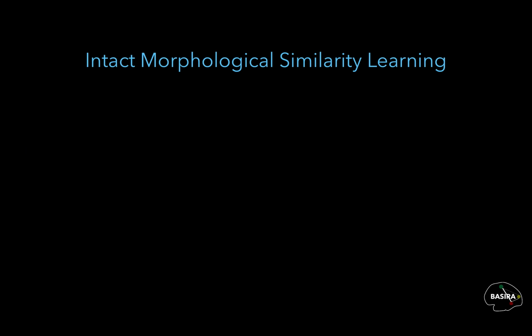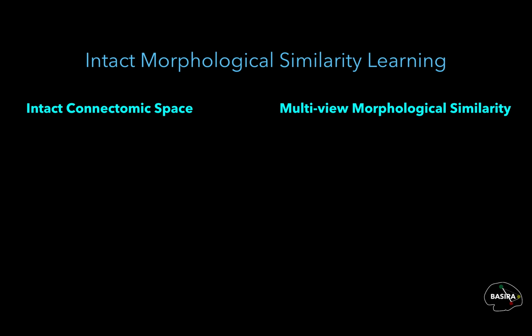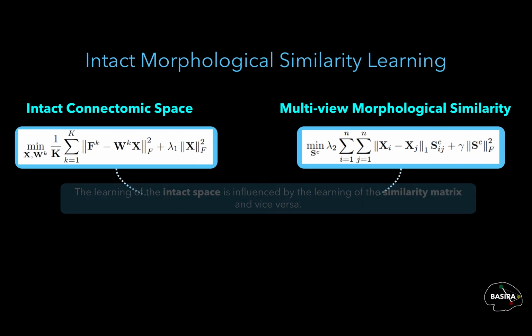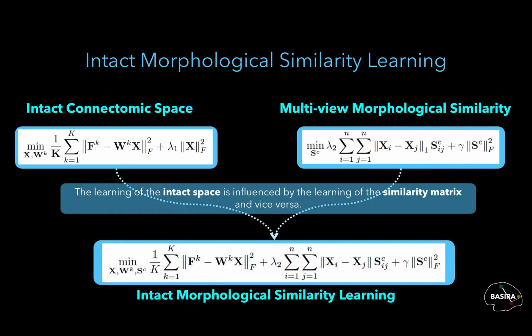Since the connectional similarity matrix SC is derived from the intact connectomic space X, we combine both models of intact connectomic space learning and multi-view morphological similarity learning into a joint alternating optimization framework, where the learning of the intact space is influenced by the learning of the similarity matrix and vice versa. We note that the stability term which regularizes X is discarded since it will be automatically regularized by similarity learning.